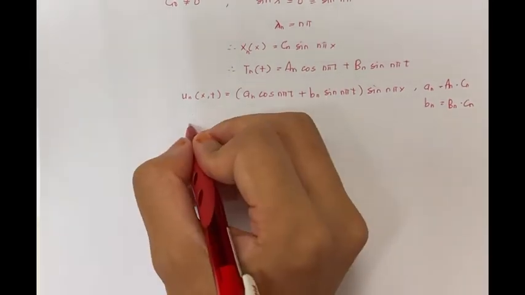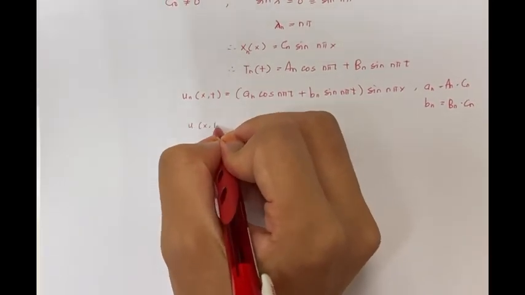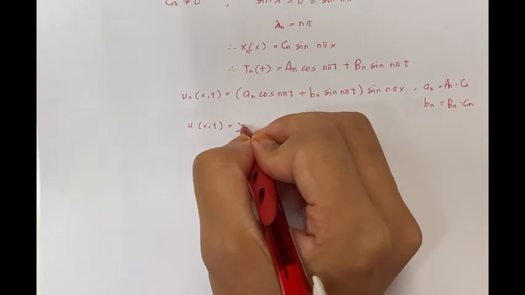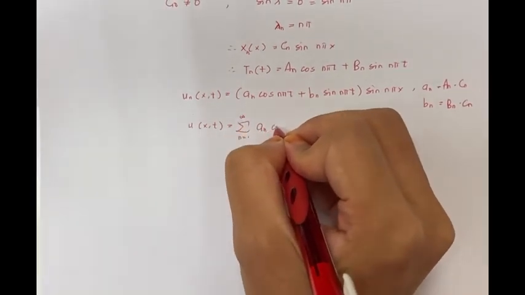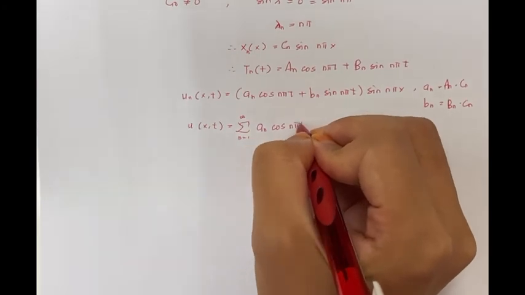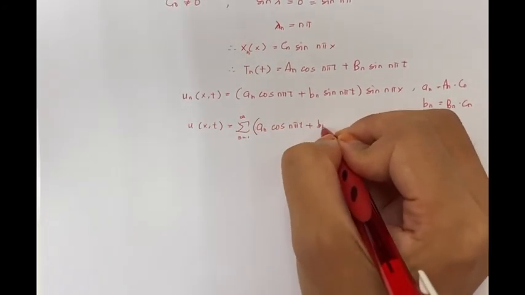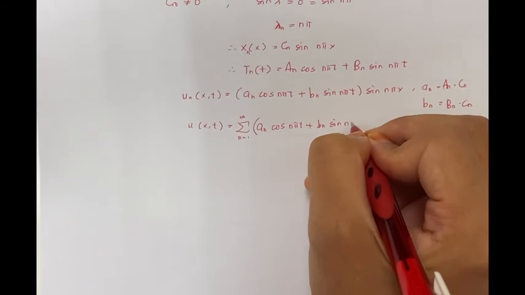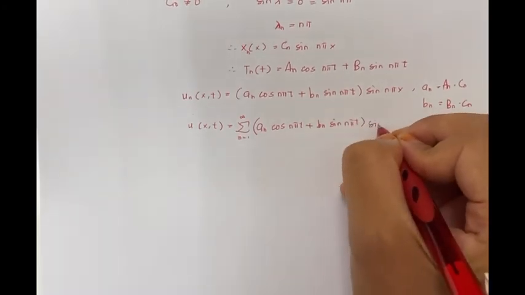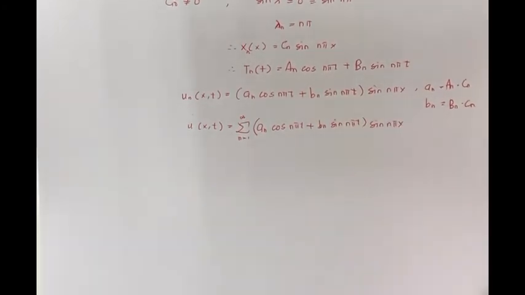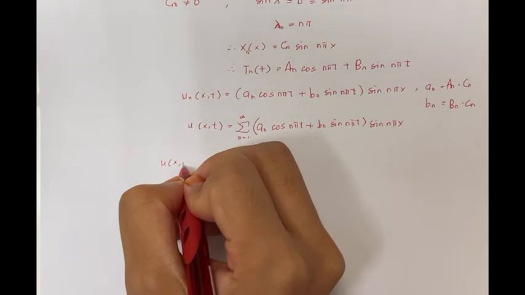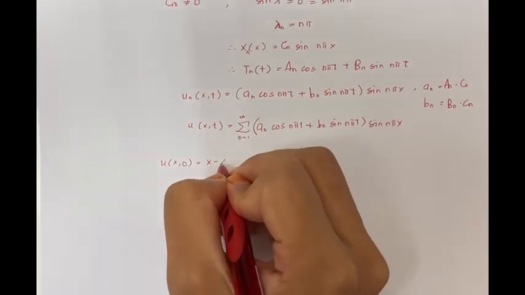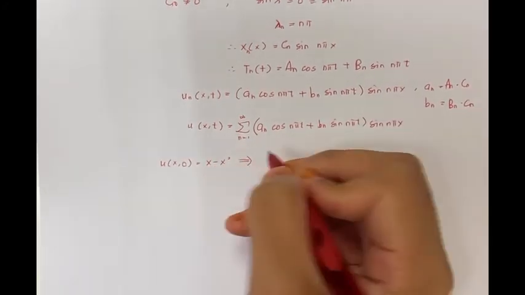Okay, from u(x,t), write your u(x,t), the summation. So summation n equal to 1 to infinity, a_n cos n pi t plus b_n sin n pi t, times sin n pi x. Okay. Next, substitute the initial condition. u(x,0) is equal to x minus x squared, the first initial condition.